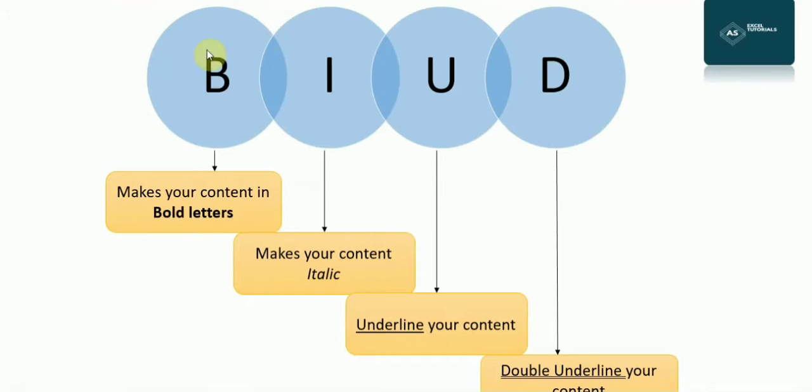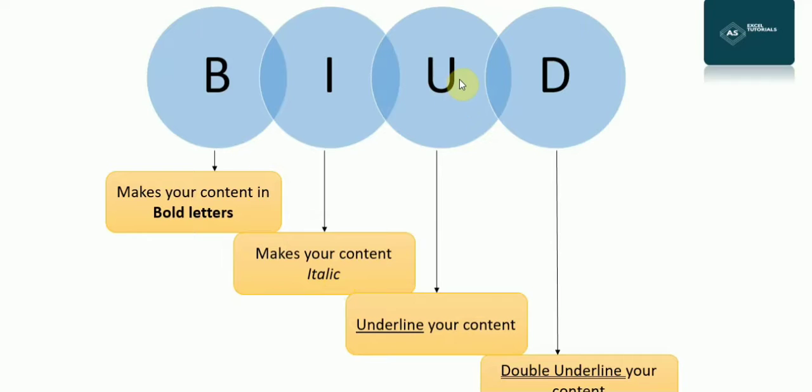Now what is the role of B? B stands for bold letters. It makes your content bold. As you can see, it is in bold letters. Now what does I stand for? I stands for italic. What is the role of that? It makes your content italic.